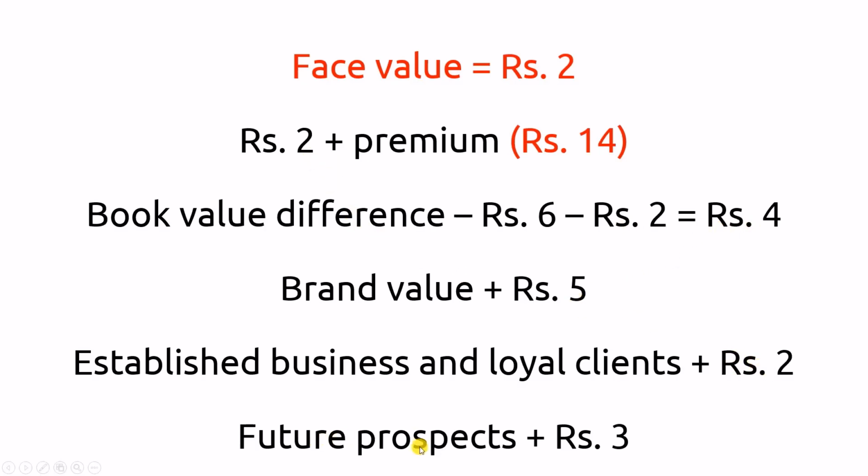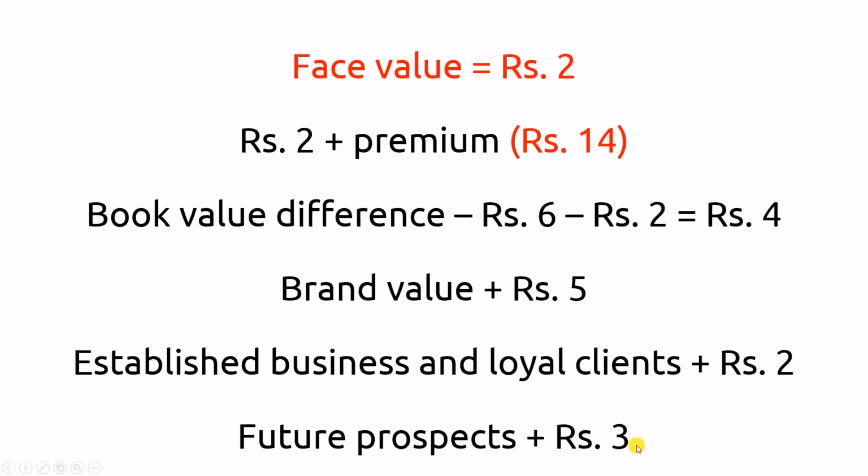And then future prospects. That is, in the future, the company will do good. Alright? Because the promoters are confident. They have demand for their product. And they are having loyal clients. And they expect their company to grow. So in the future, they are expecting their company to grow. And so add 3 more rupees. So it is 2 plus 4 plus 5 plus 2 plus 3.